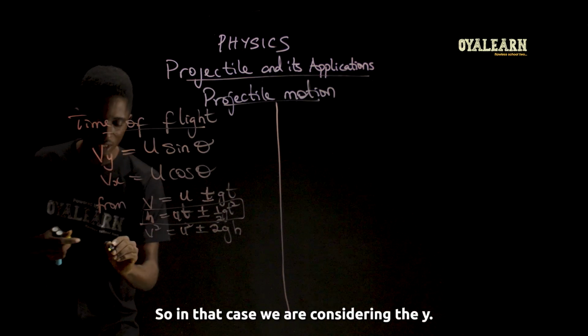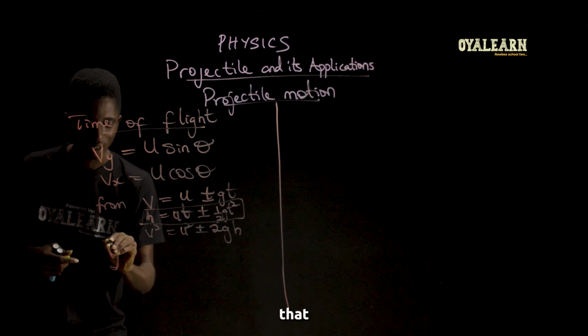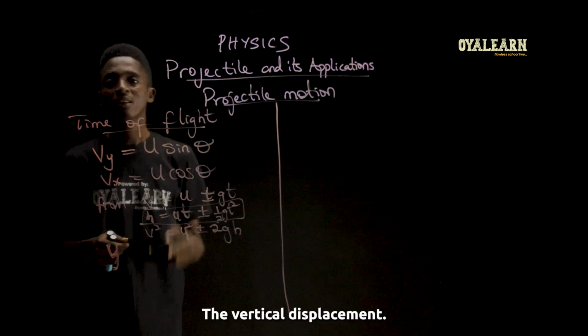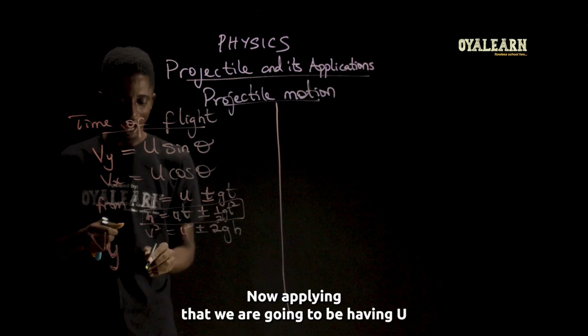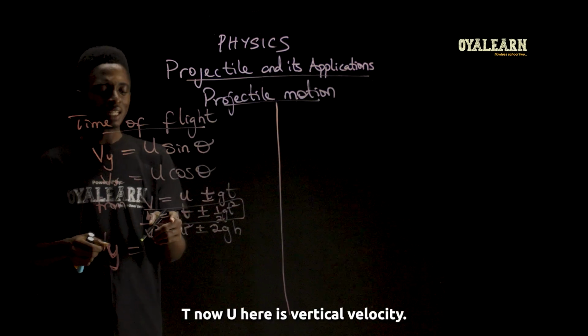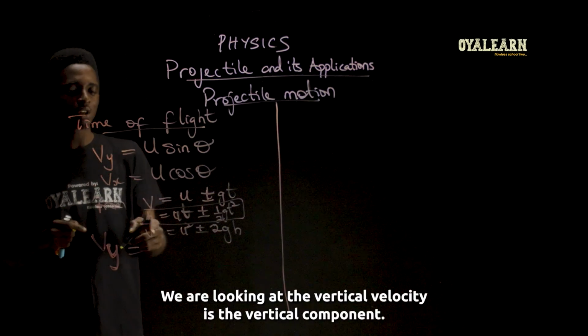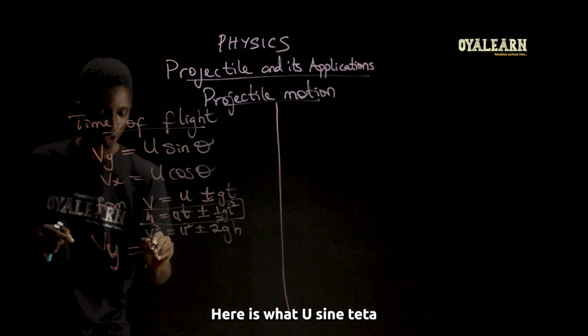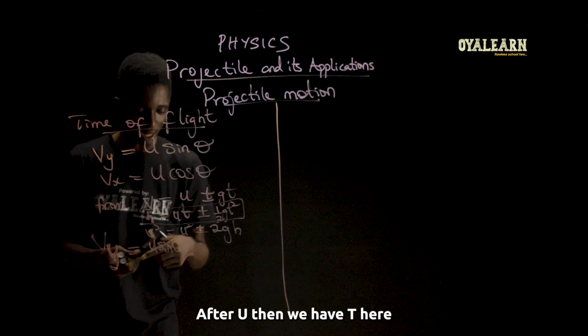So in that case, we are considering the y, that's the vertical displacement. So we call that v of y. Now applying that, we're going to be having ut. Now u here is the vertical velocity we are looking at. The vertical velocity, the vertical component here, is what? u sine theta. Okay, after u, then we have t here.